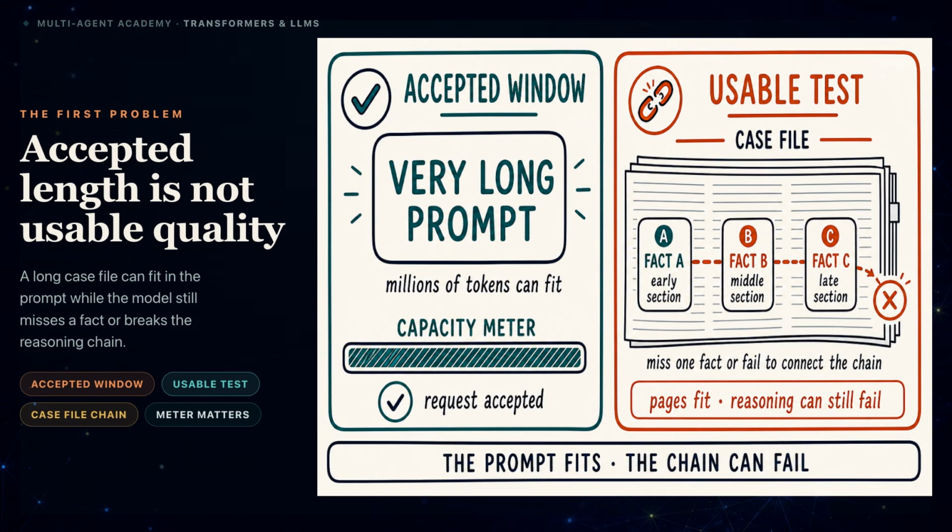A model can accept millions of tokens and still give the wrong answer. Consider a long case file, where the facts are all present but spread across many sections. To answer correctly, the model must find each fact, keep it in the reasoning chain, and connect it to the others. The entire file may fit in the prompt, yet one missed fact can still break the answer. Adding unrelated text can make this harder because the useful evidence becomes less clear.